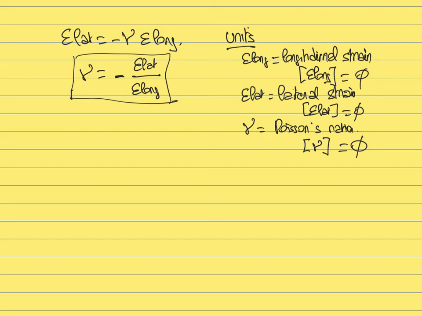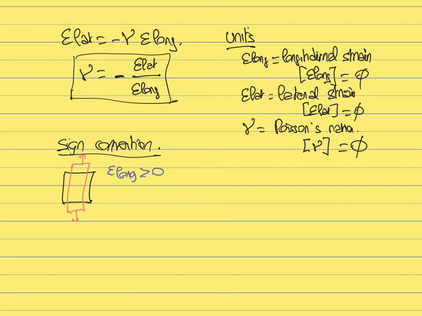Now let's look in a little more detail at the sign convention again, just to make sure we are on the same page. There can be two cases here. If you have an initial beam like this, and then you apply a positive normal stress, this will be the case where you have a longitudinal elongation. So the longitudinal strain will be positive. You will have an elongation along the longitudinal direction.